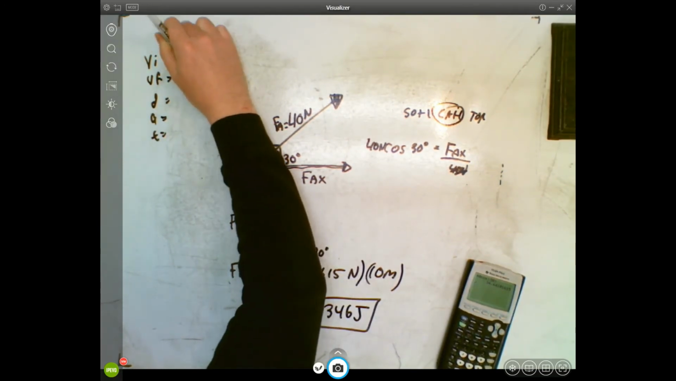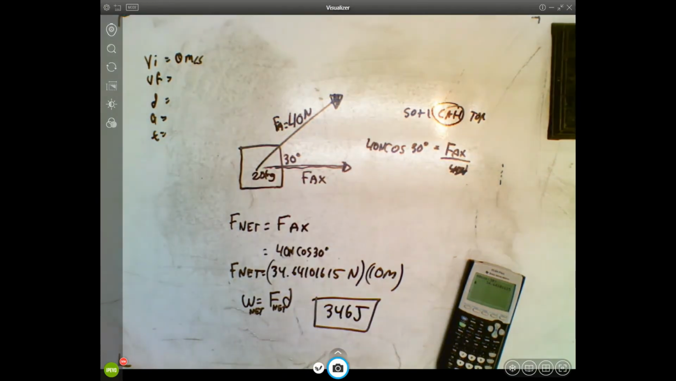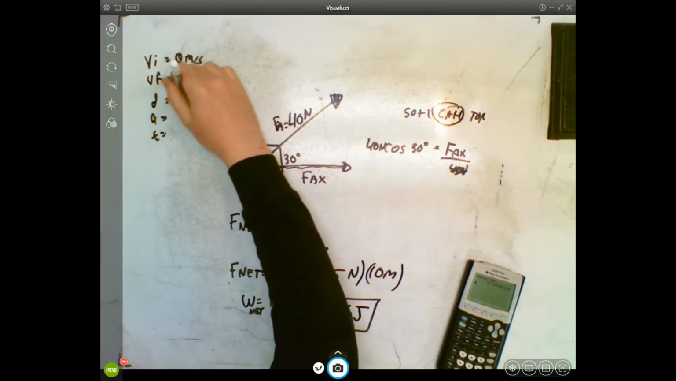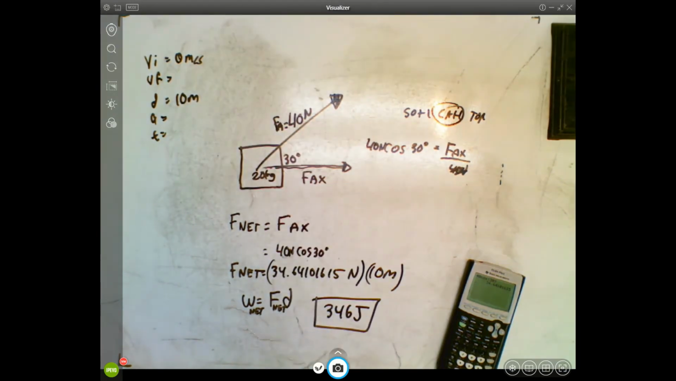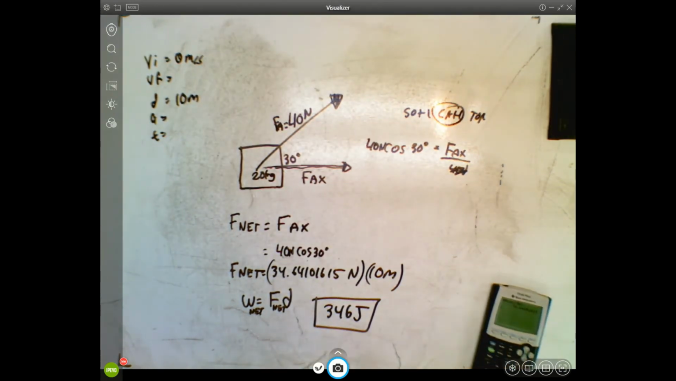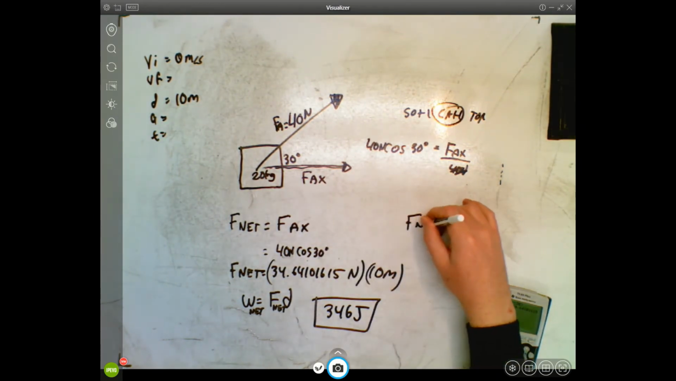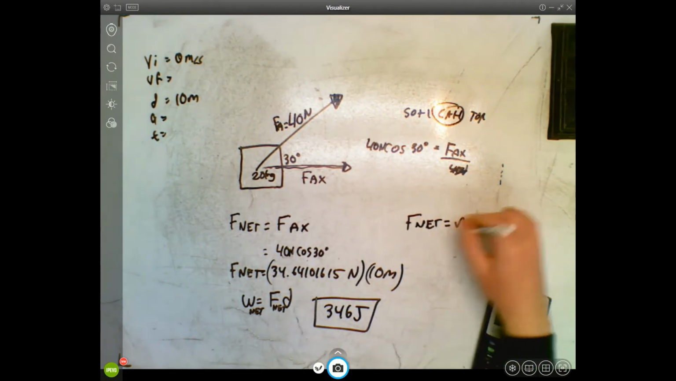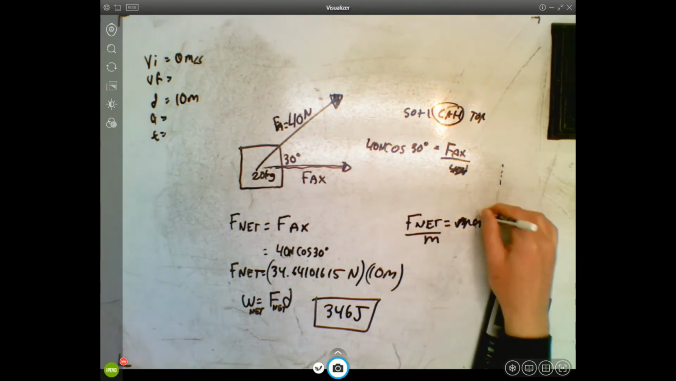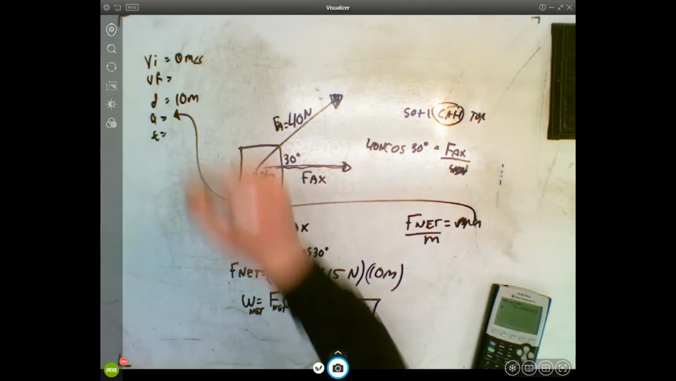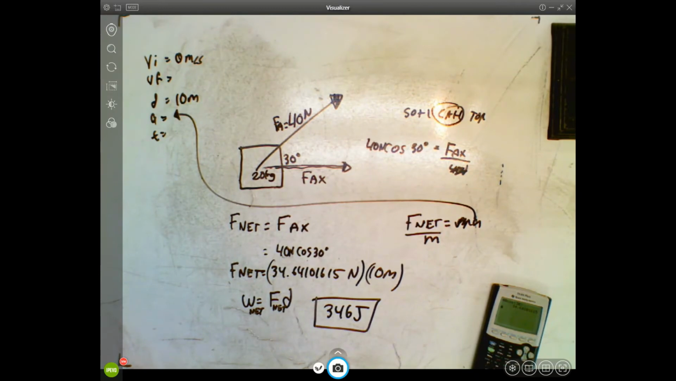So if it starts from rest, we have that, and it moves a distance of 10 meters. We could use F net equals ma, and we could find our acceleration. That's one way of doing it, and you could use VIVFDAT, but I want to use our new formulas today.